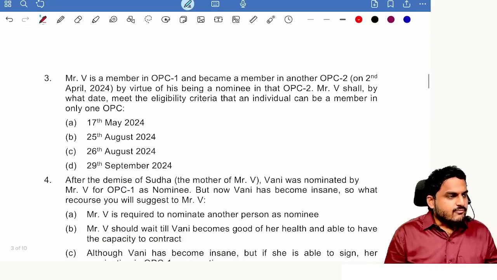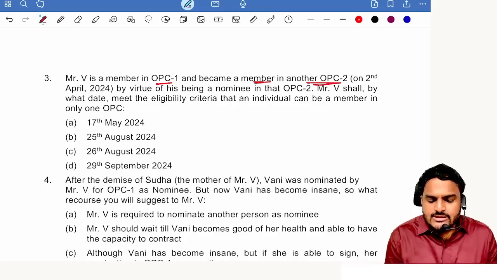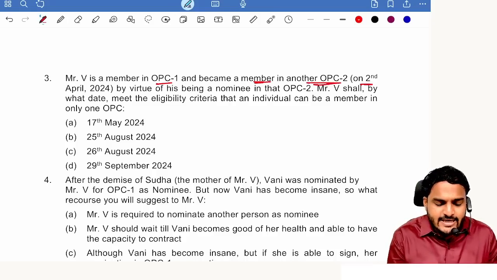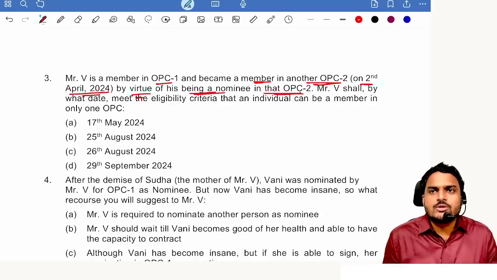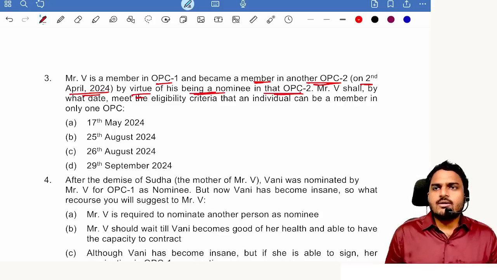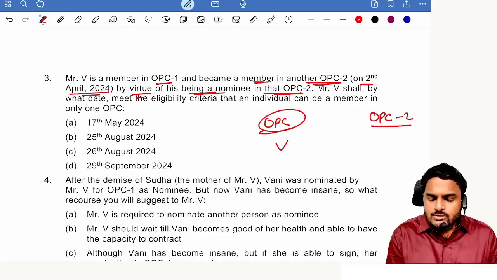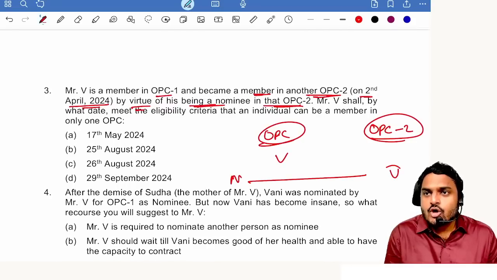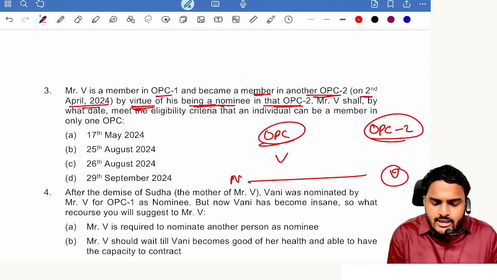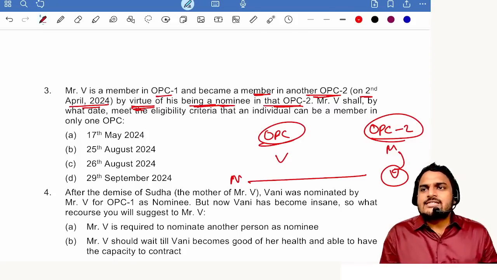Question 3. Mr. V is a member in OPC 1 and became a member in another OPC, OPC 2, on 2nd April 2024 by virtue of his being a nominee in that OPC 2. Here, 2 OPCs are there. First OPC, who is the member of this OPC? V. In OPC 2, second OPC, Mr. V is a nominee. But by virtue of nominee, he became member in this OPC. Now in how many OPCs is he holding membership?